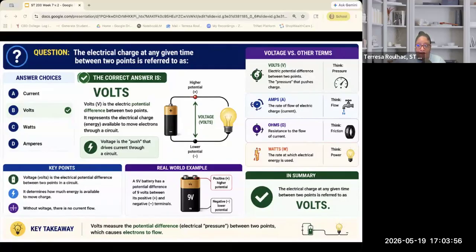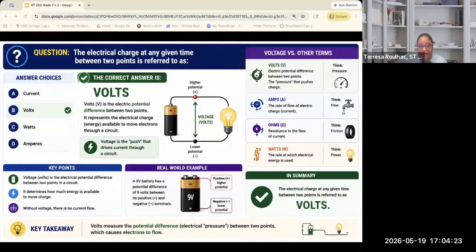Okay. Now, are we talking about flow of electrons, resistance, power, or pressure this time? What do you think? Right. Pressure. Pressure in electricity. Pressure is called voltage, measured in volts. So if amps are the flow of electrons, then volts are the push behind the flow.